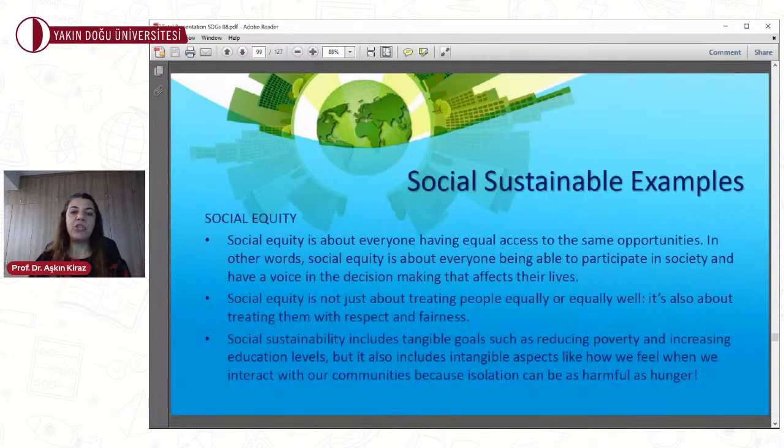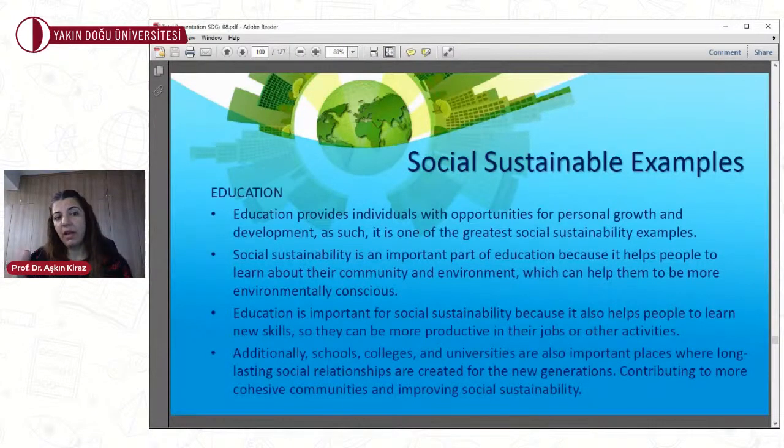Social equity is not just about treating people equally, it's also about treating them with respect and fairness. Social sustainability includes tangible goals such as reducing poverty and increasing education levels, but it also includes intangible aspects like how we feel when we interact with our communities, because isolation can be as harmful as hunger. And I think this is the most important of the examples.